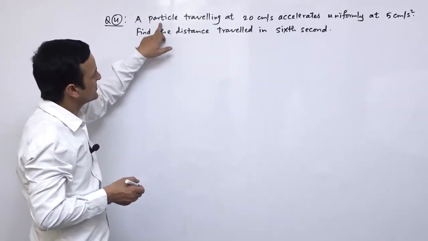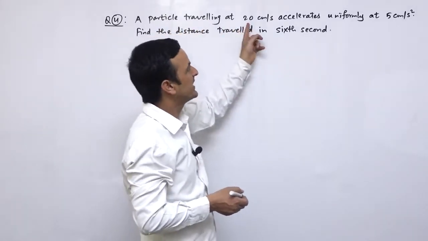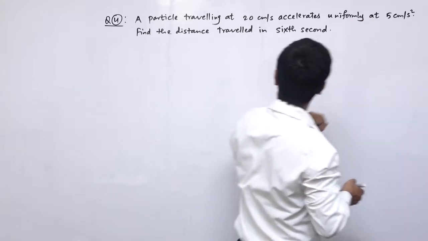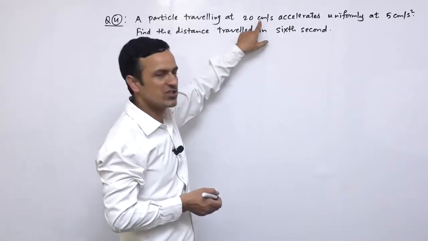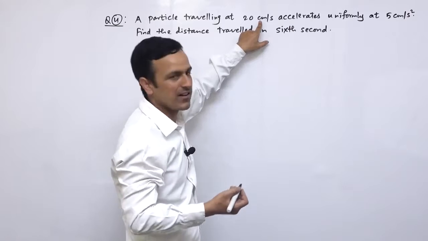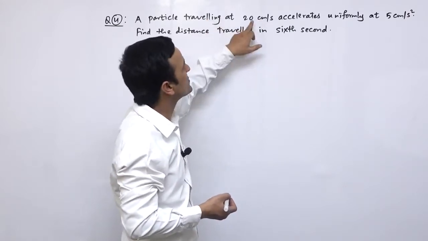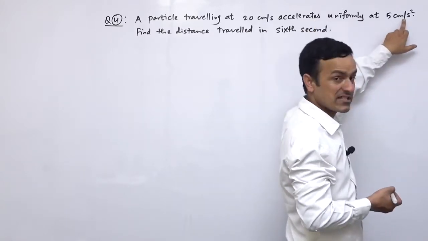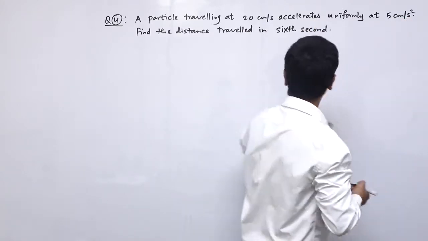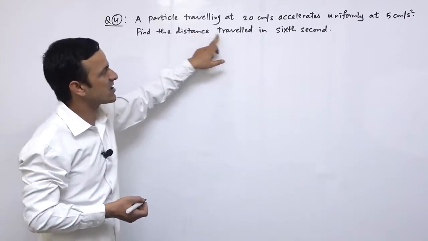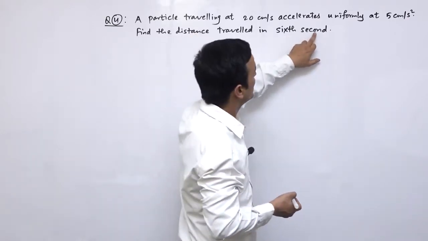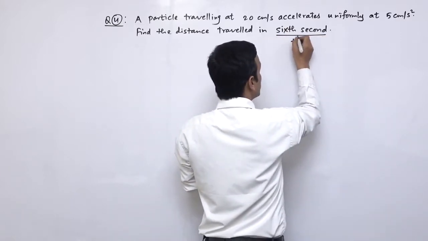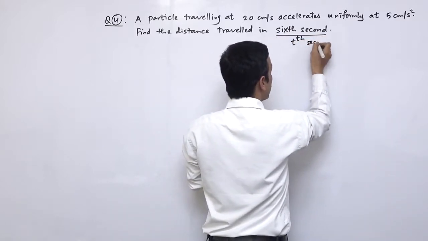Okay, we have this question. A particle traveling, or moving, with uniform acceleration. Traveling means moving with a starting velocity, the initial velocity u, and it accelerates, meaning it has acceleration, small a. Find the distance traveled in the sixth second. This is a particular second, the sixth second, so it is the tth second.